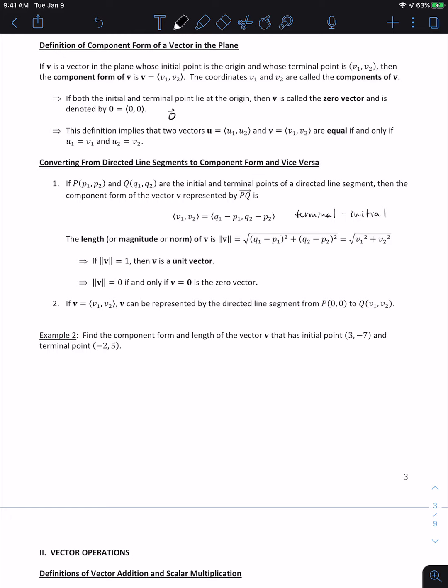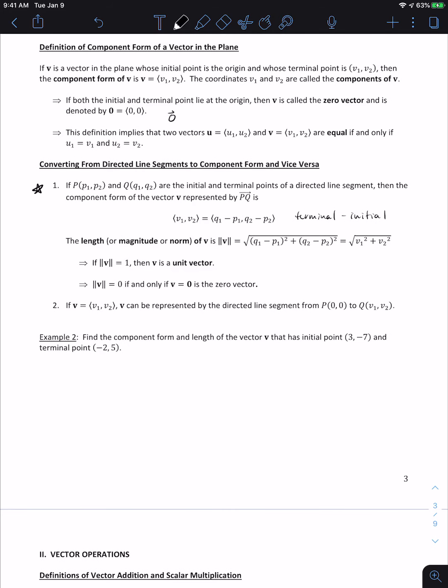Okay, so let's go ahead and try to do example 2 here. Find the component form and length of the vector v that has initial point 3, negative 7 and terminal point negative 2, 5.